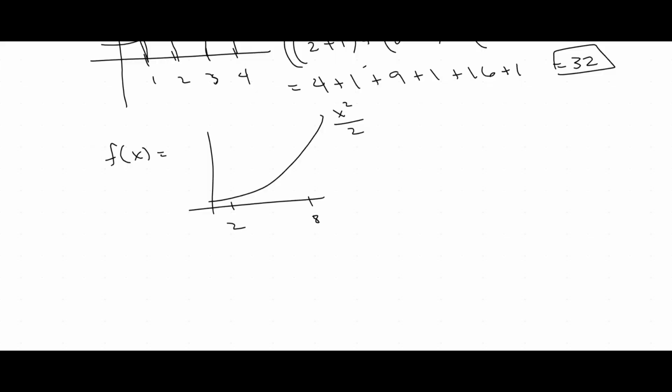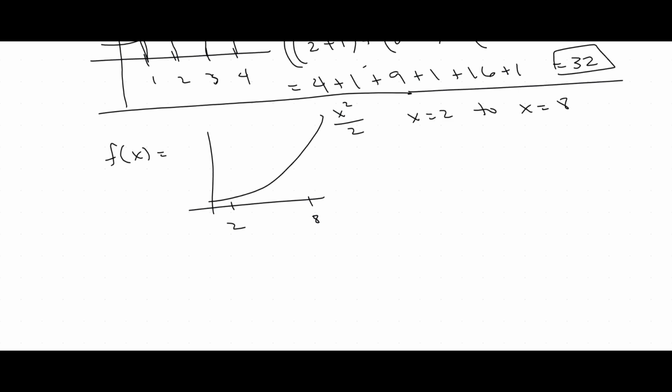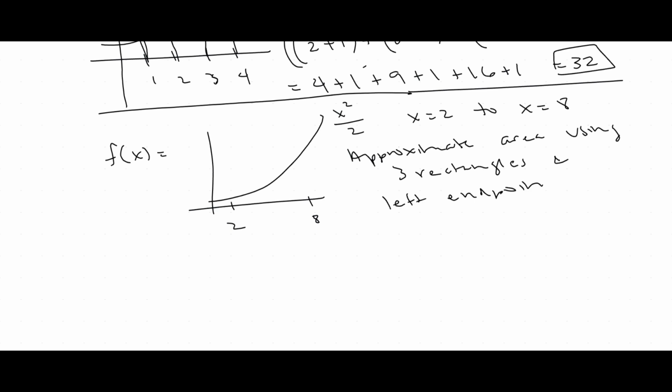Okay, so why don't you do this? Why don't you approximate? So we have our function is x squared over 2, and we're going to go from x equals 2 to x equals 8. So approximate that area using 3 rectangles and left endpoints. So go ahead and pause the video and see if you can do that.